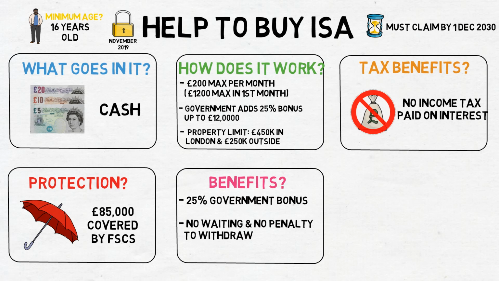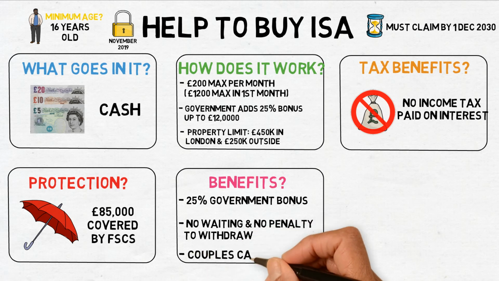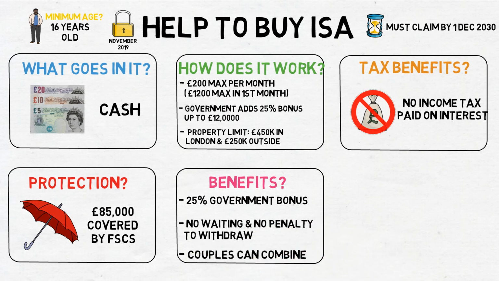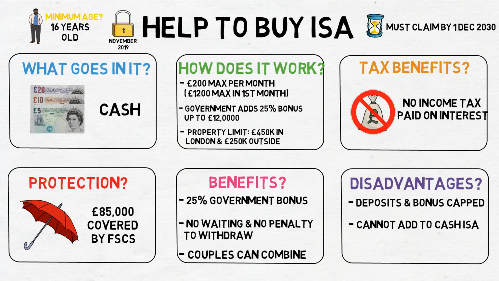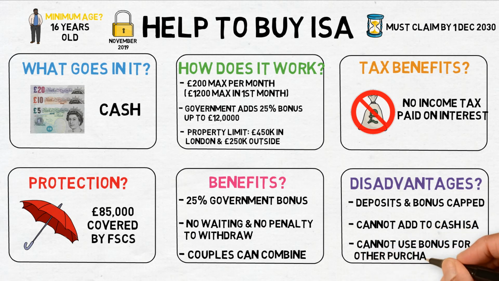Another benefit is that if you are buying with a partner, you can both use your Help to Buy ISAs to buy together. But there are disadvantages with this ISA, such as the £200 per month deposit limit and the bonus is capped. The Help to Buy ISA also counts as using up your cash ISA option, so you can't deposit in your Help to Buy ISA and your cash ISA in the same tax year. Also, the bonus cannot be used towards your exchange deposit or indirect costs associated with buying your home, such as solicitors or estate agent fees.